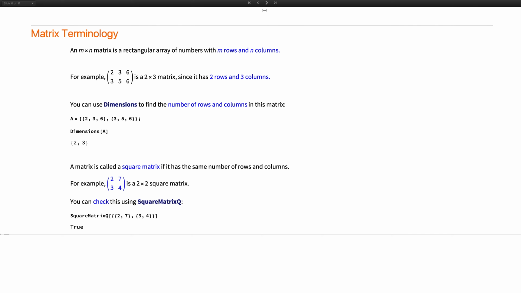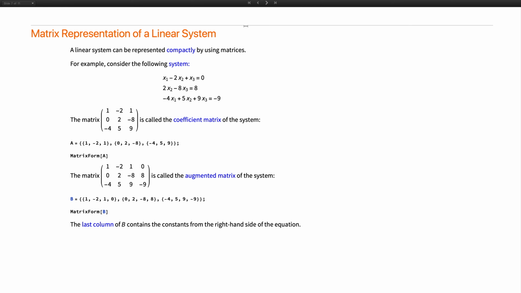So with that background, we can now talk about matrix representations of linear systems. A linear system can be represented very compactly, very simply by using matrices. So here's a system of 3 equations. It looks quite messy, but once you use matrices, it all starts looking very simple.